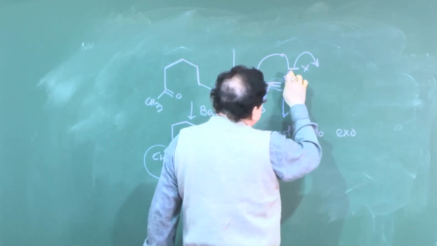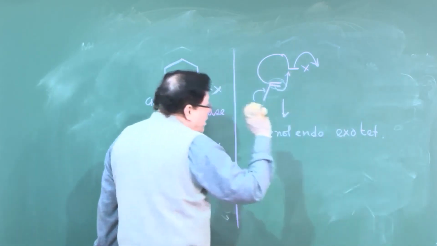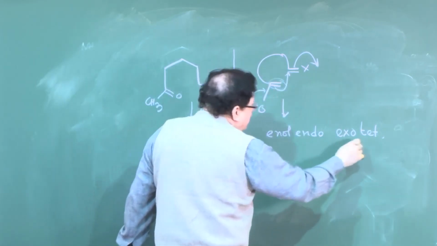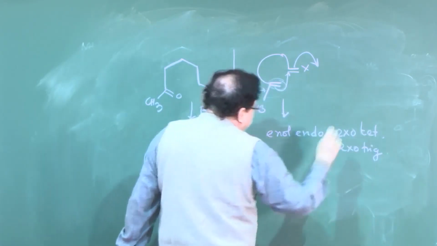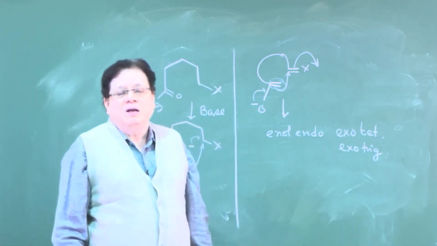If it is a tetrahedral carbon, then it will be exo-tet. So, enol endo exo-tet. If it is a double bond, then that will be exo-trig. Okay. If it is a triple bond, that will be exo-dig.